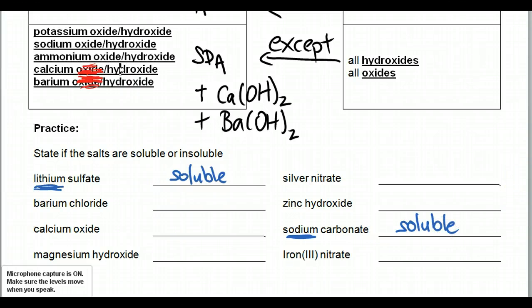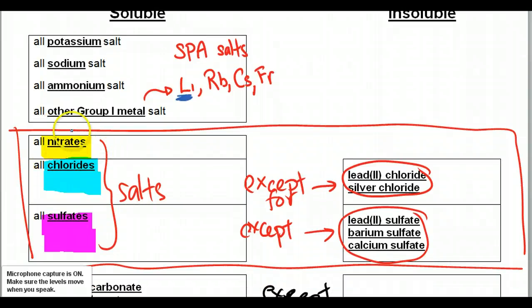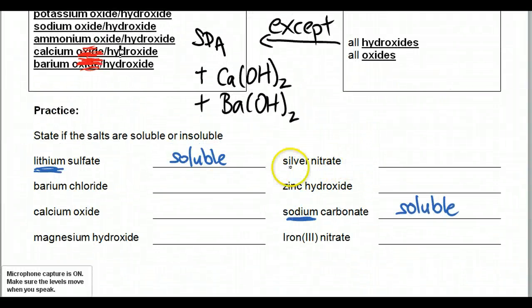Next up, we can also see what other salts are all soluble. All nitrates are also soluble, every single one of them. So what nitrates are available here? Oh, silver nitrate. So this is also a soluble salt. Now, as for the rest, we have to check through it one by one.